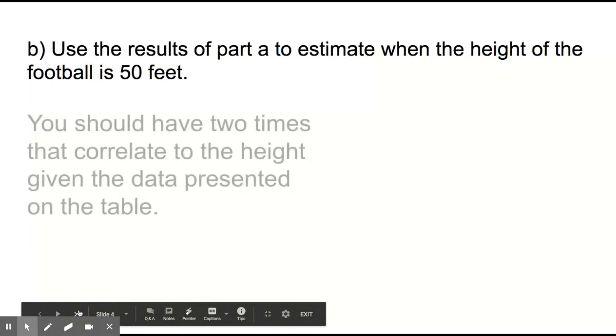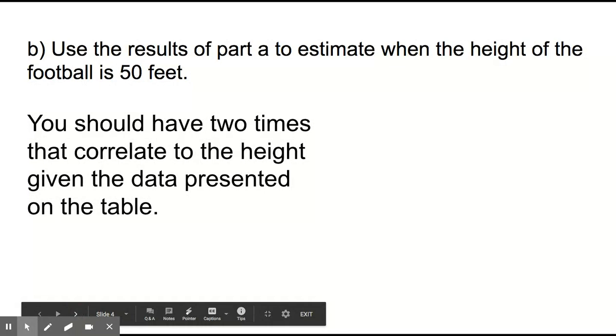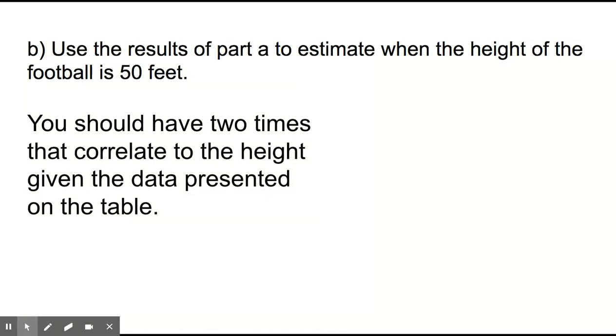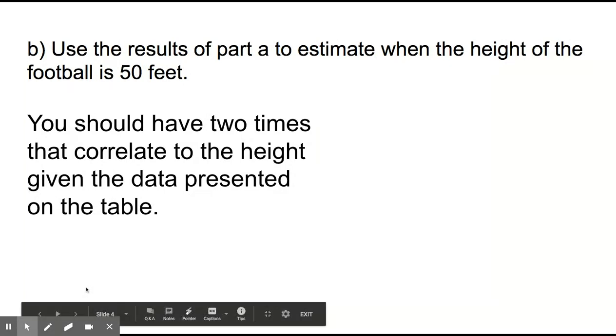Okay, so now let's go ahead. Again, you should have gotten 2 times that correlate to this height, because just as when the football gets kicked up into the air, it's going to reach 50 feet at some point, but after it reaches its max height, it travels back down, so it reaches 50 feet at 2 points: one going up this parabolic curve, and a second time when it's coming back down to the ground.